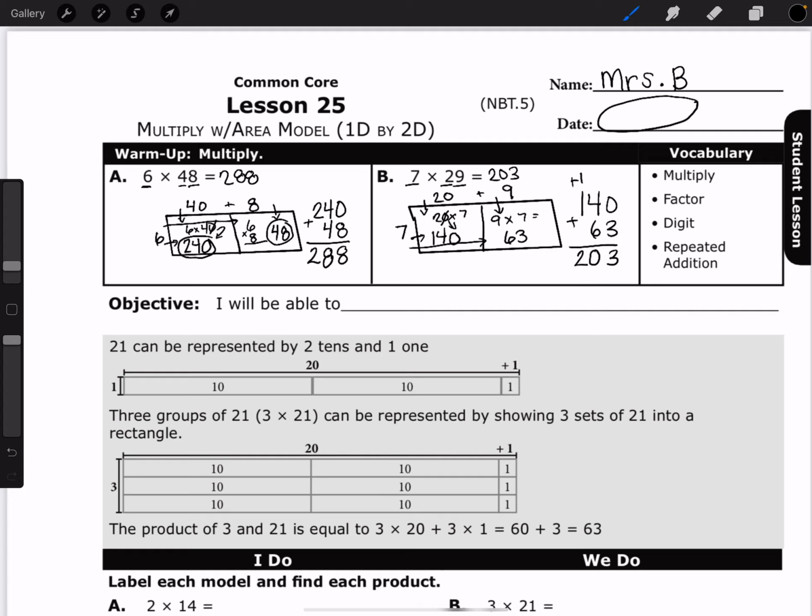Okay. Objective. I will be able to, what are we learning? We are learning right now, I will be able to multiply a 1 digit by a 4-digit number.